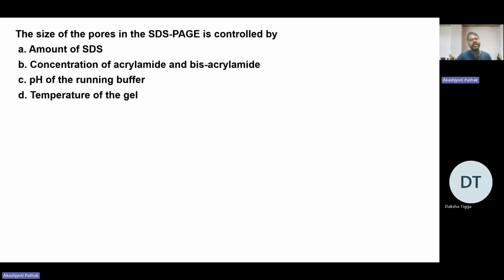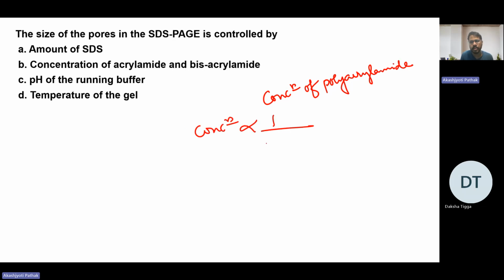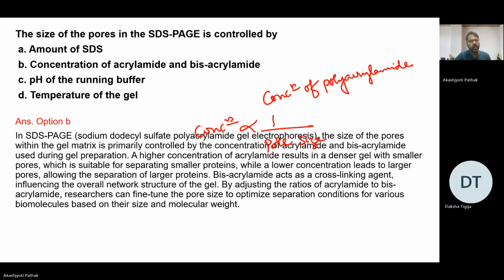What will the pore size in SDS-PAGE be determined by? It will be determined by the concentration of polyacrylamide. The higher the concentration, the smaller the pore size. The concentration is inversely proportional to the pore size. The lower the concentration, the larger the pore size. You can read the explanation; the same thing is written here.